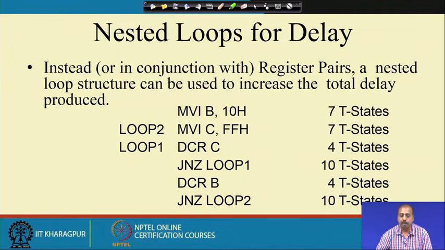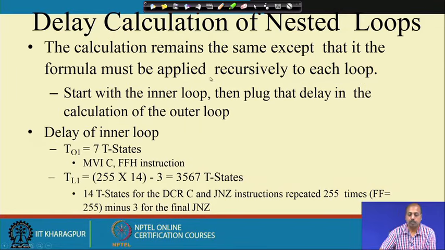Now, if we consult the manual and determine the number of T states needed for the different instructions, it is like this: 7, 7, 4, 10, 10, 4, 10. These are the delays. Now, how do we calculate the total delay that is produced? The calculation remains the same, except that the formula must be applied recursively to each loop. Start with the inner loop and then plug that delay into the calculation of the outer loop, because the inner loop becomes a part of the body of the outer loop.